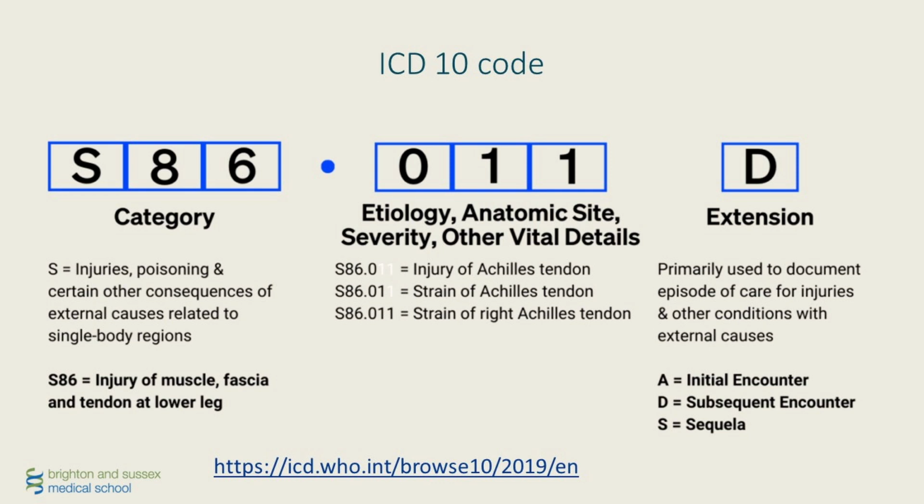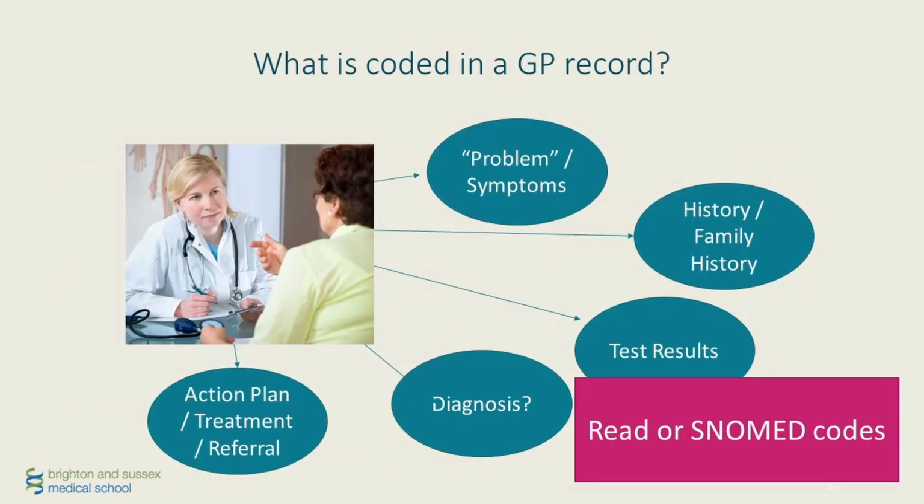But because it's a kind of branching tree of codes, you can also try and find all the codes, just the stems. So any lower leg injury would come under S86. Kind of nesting code system. You'll start to understand why it's really important to understand your coding system when I come to try and get you to make a code list in a minute.